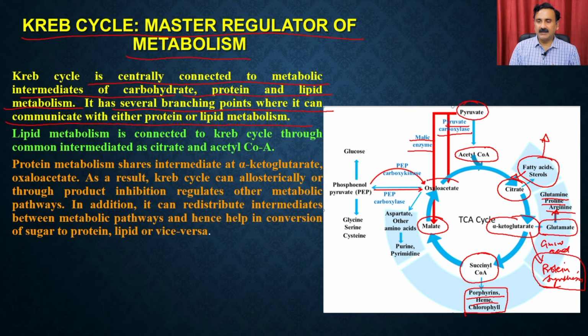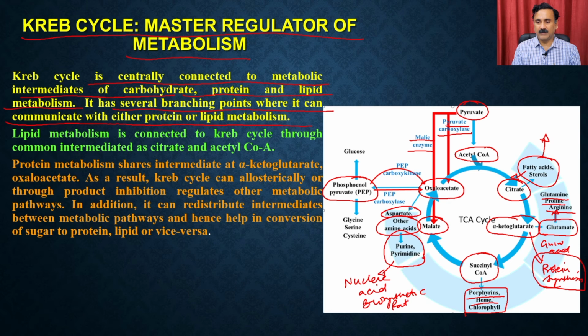Whereas the oxaloacetate that is being produced can be converted into the phosphoenol pyruvate, or it can also be converted into another amino acid which is called the aspartate, or the other amino acids. And once it is converted into the aspartate or the other amino acids, that also can enter into the pyridine or the pyrimidine pathway, which means it also can enter into the nucleic acid biosynthetic pathway. Nucleic acid biosynthetic pathways.